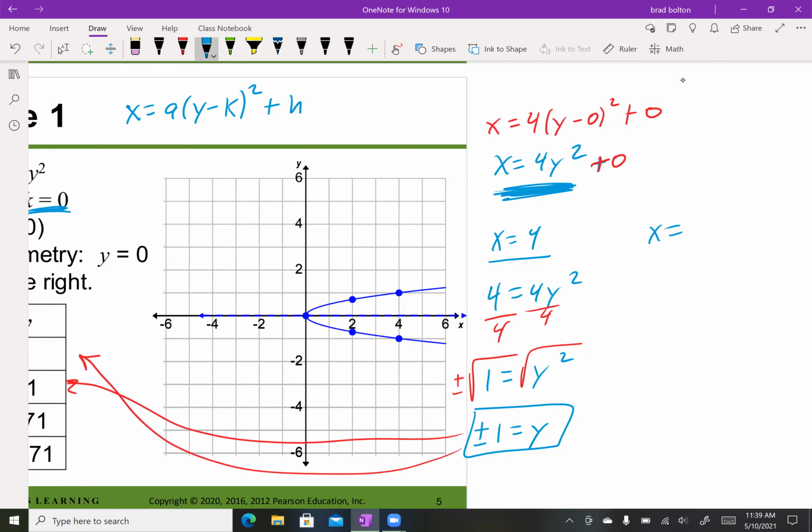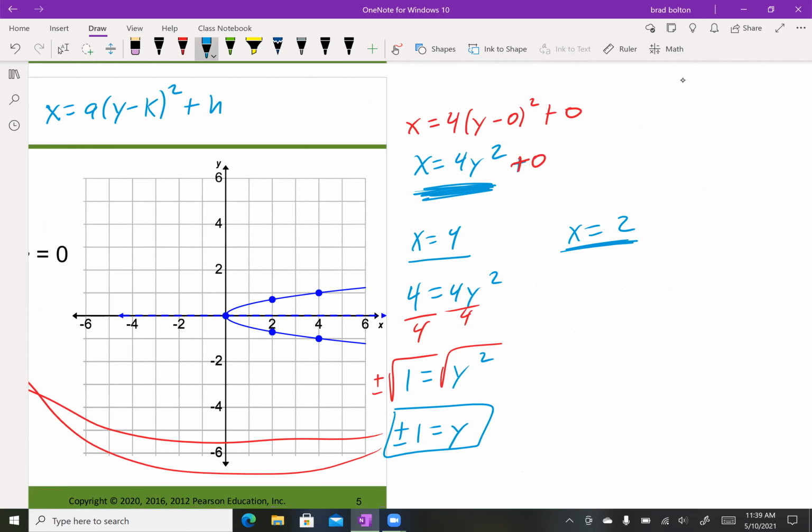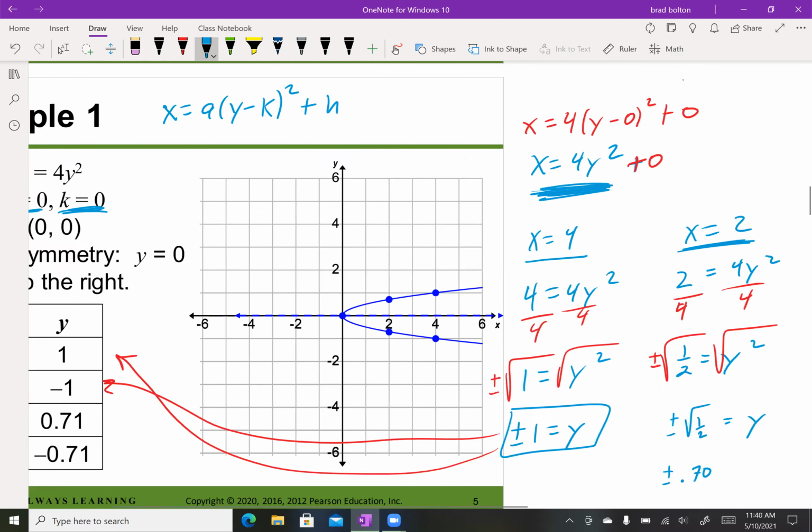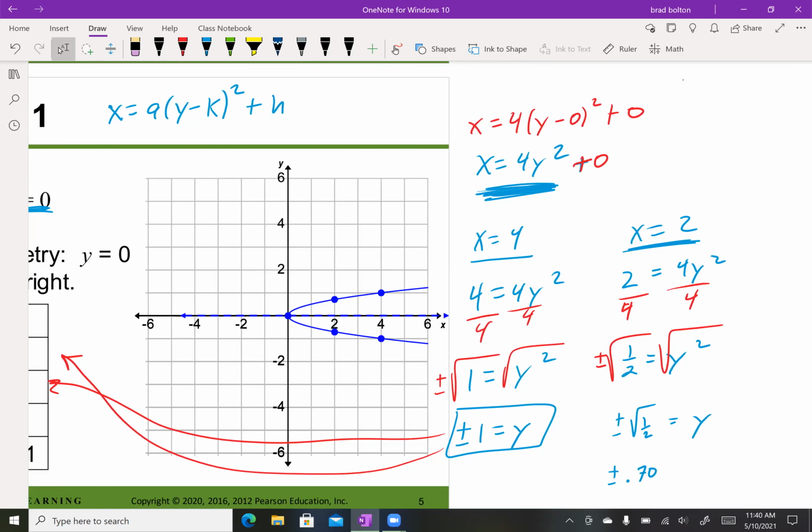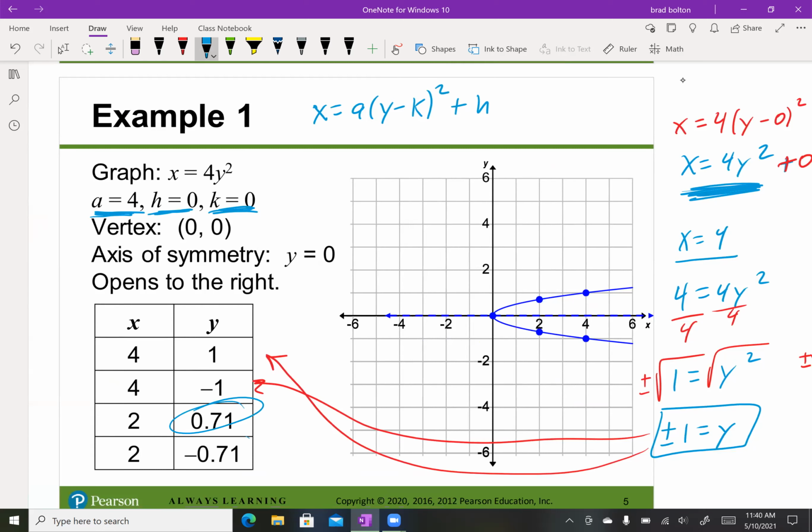They say, let's let x equal 2. Right, so they come over here and they let x equal 2. So then you say 2 equals 4y squared. They divided both sides by 4, just like before. So we now have 1/2 is equal to y squared. And just like before, we square root both sides and we do a plus or minus. So we end up with plus or minus the square root of 1/2 equals y, which is approximately plus or minus 0.707. I have it on my calculator real quick. So that's how they got 0.71 right here and negative 0.71 here. Okay, so that's how they chose to do it.